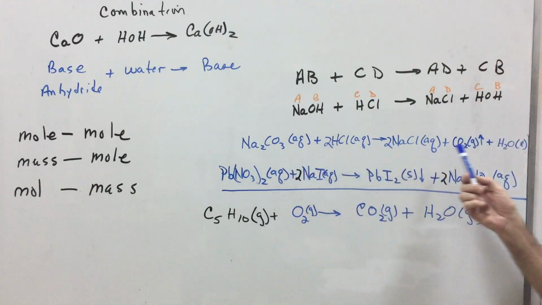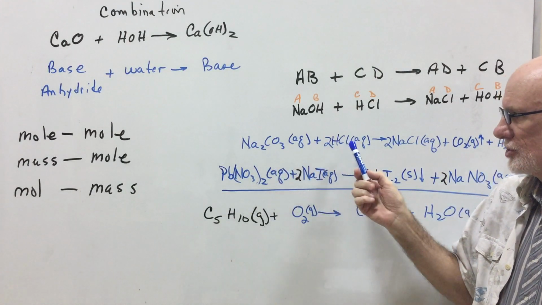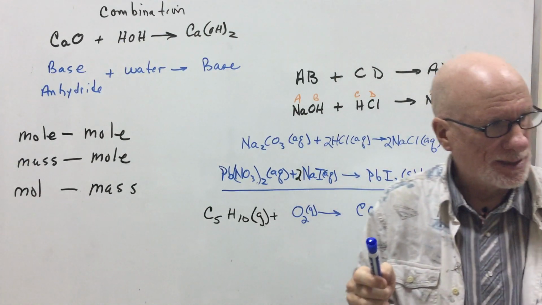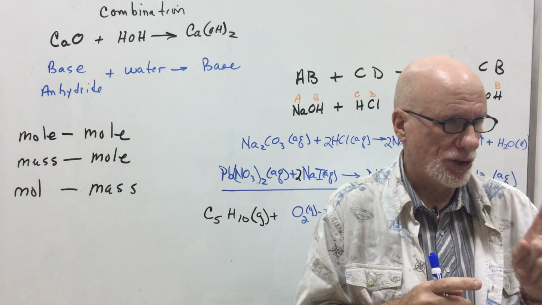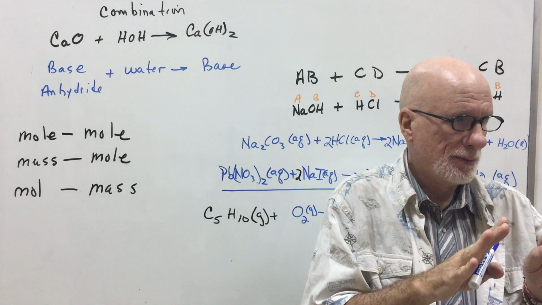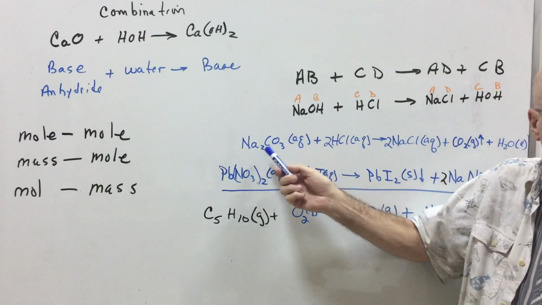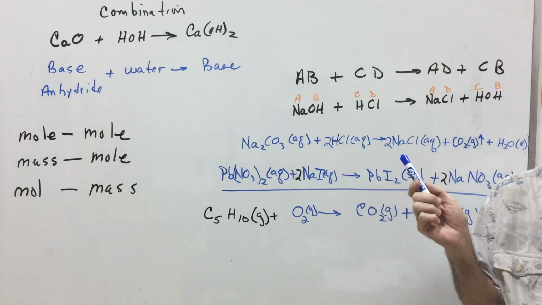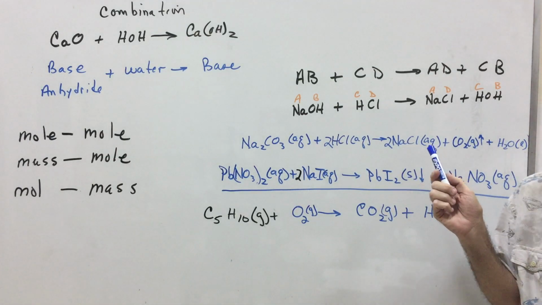Now, here are 2 that I did. This one is a salt of a weak acid plus a strong acid yields a salt of a strong acid and then a weak acid. Yes? Now, the weak acid is going to break down to an acid anhydride, non-metal oxide, and water. Clear? So, the weak acid is going to be carbonic acid, H2CO3, correct? And one of them is on your review sheet. So sodium chloride and then carbonic acid.